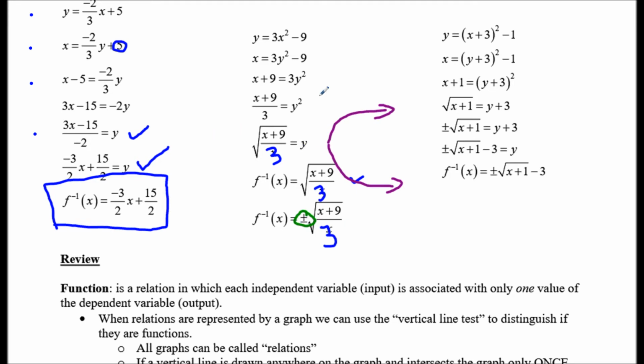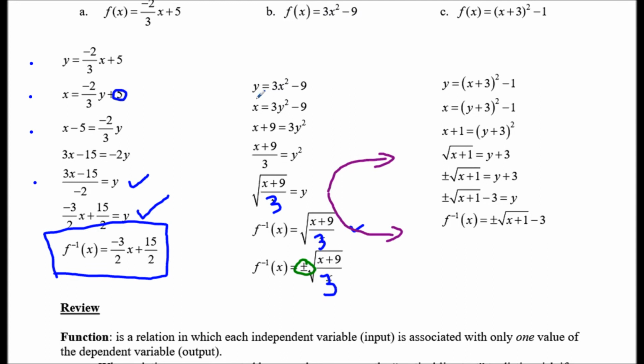So what I need you to realize here is we changed it from f of x to y. We swapped the x and the y's. Then we did some grade 10 algebra. Got rid of a subtracting 9 with addition. Got rid of a multiplying 3 with division. Got rid of a square with a square root. When you use a square root, you must put the plus minus.